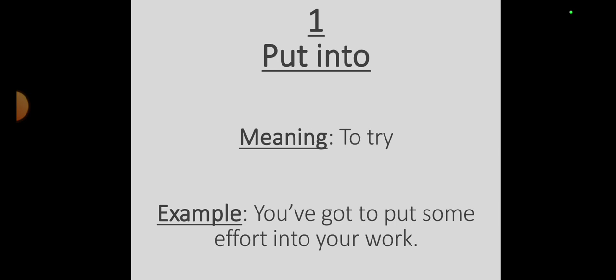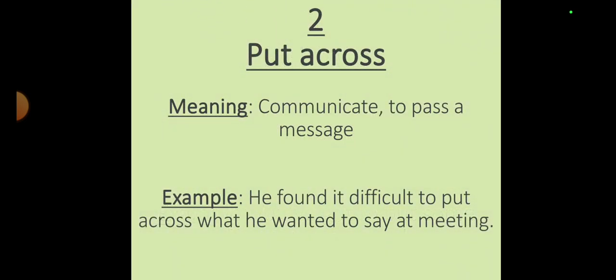So let's get started with the very first one. It is put into. Put into means to try, कोशिश करना, अपनी efforts डालना, right? You have got to put some effort into your work. Means if you really want to be successful, you have to put into your efforts. Number 2, put across. It means to communicate something, to pass an idea, to convey a message. Okay? So the sentence can be, he found it difficult to put across what he wanted to say at meeting. Means that he was completely unable to convey his message, to put across his ideas, whichever were prepared by him, right?